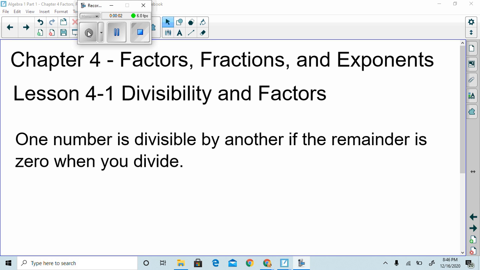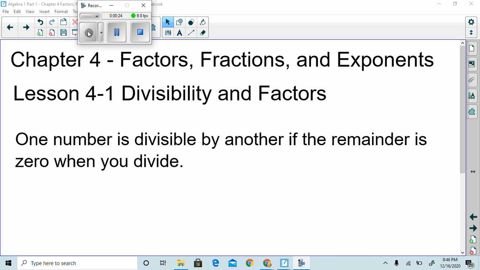We're moving on to Chapter 4, and we're going to be talking about factors, fractions, and exponents. We'll start off with our rules of divisibility and then have a short discussion on factors. We had a little preview of this in our last class when I put that list on the smartboard, and we're going to go over them in detail today.